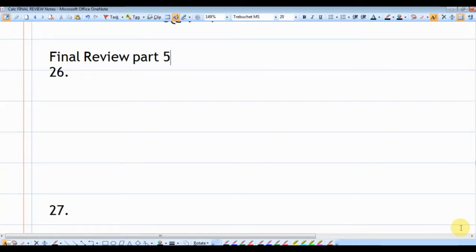Questions? Open to the floor. 26, we're almost done. Use tabular integration for the antiderivative. We're going to evaluate the integral for 26.